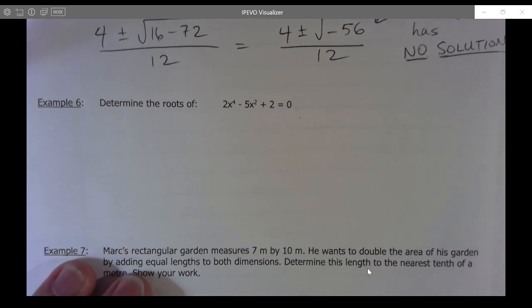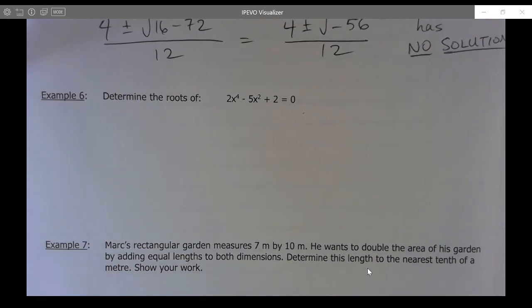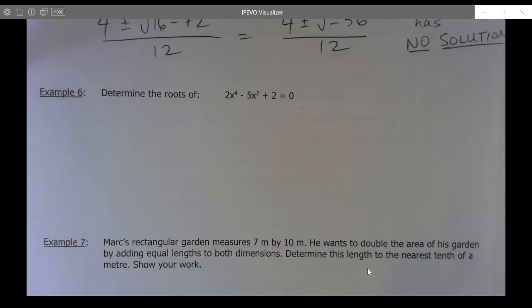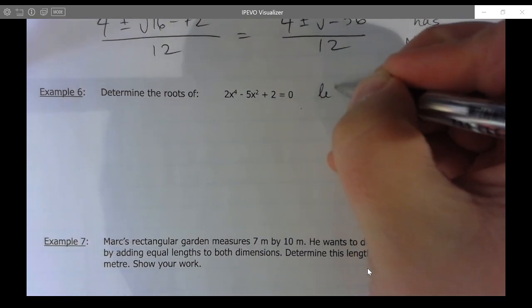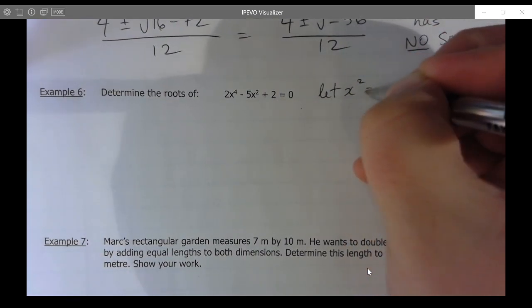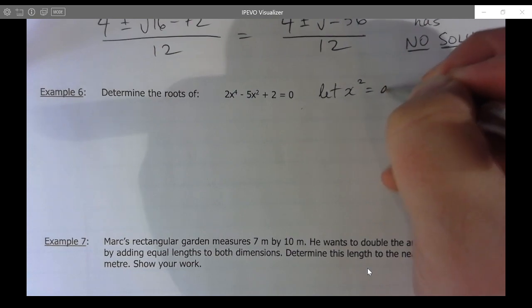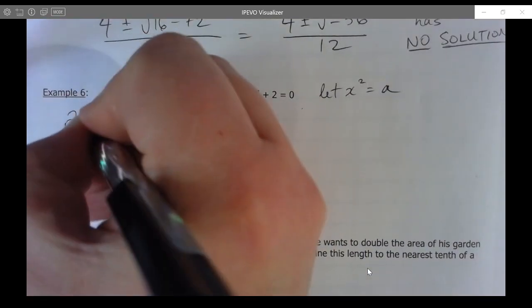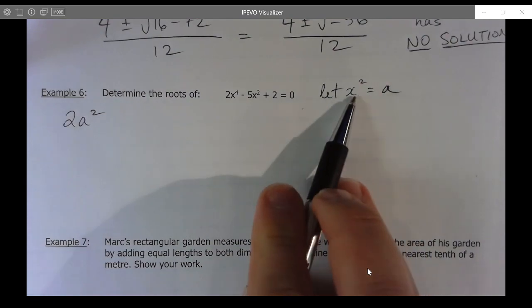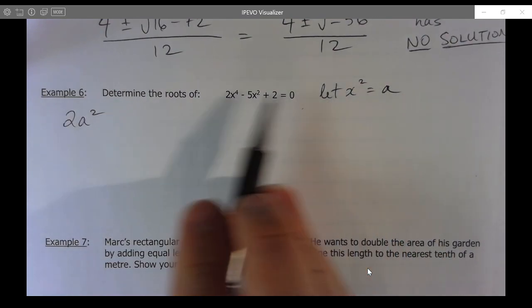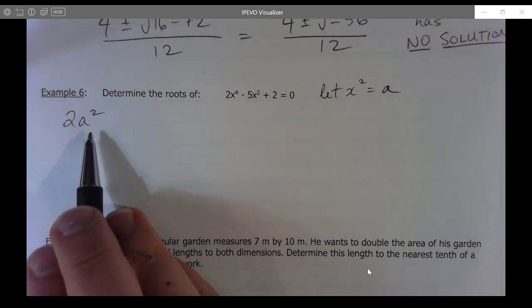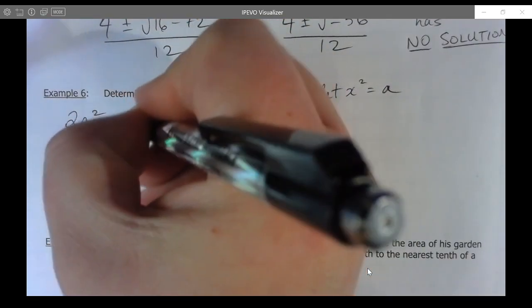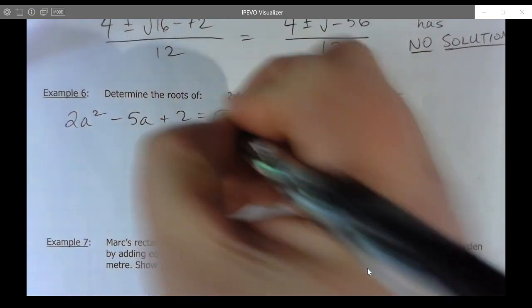Example 6, determine the roots of that equation. Determine the roots of 2x to the 4 minus 5x squared plus 2. Okay, so I'm going to use my substitution method on this, and I am going to let x squared equal, say, oh, I don't know, I'll use a. So I'm going to rewrite this as 2a squared, right? Because if x squared is a, then a squared would be x to the 4. So x to the 4 can be substituted down to a squared, minus 5a plus 2 equals 0.